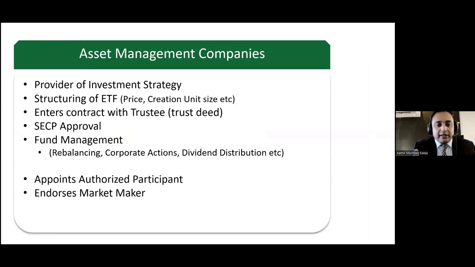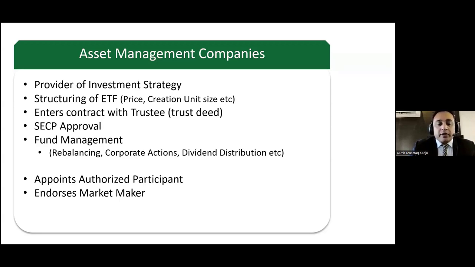It has to set its base price, par value, which we can call the creation size. It also has to do all the formal and contractual arrangements. It also has to seek some approvals from SECP as well. It also manages the fund. Although the fund is just a passive fund that tracks the index, there are some events that occur based on the index. For instance, if there is a rebalancing in the index, the fund manager also has to do portfolio rebalancing. There might be some corporate actions that also trigger some fund management at the ETF side as well.